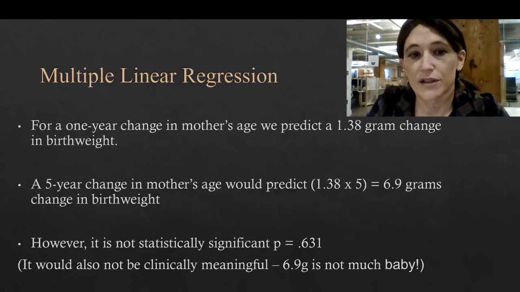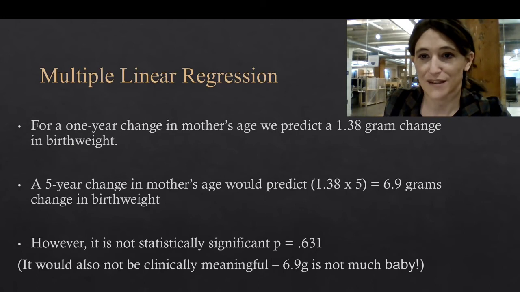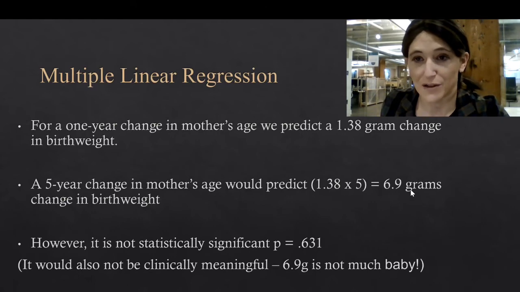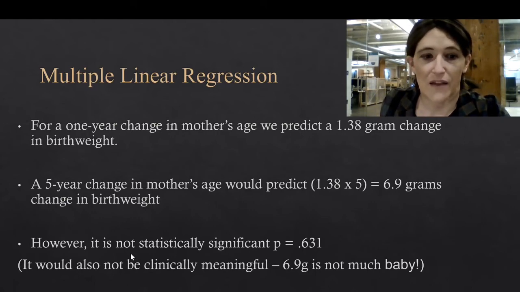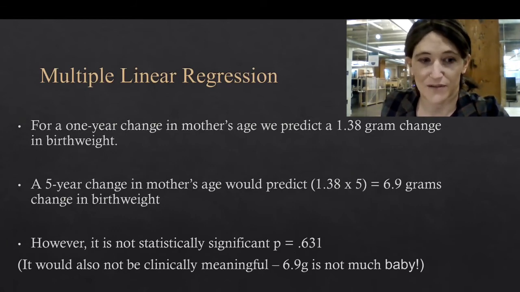So for a 1-year change in mother's age, we predict a 1.3 gram change in birth weight. So the clinical significance matches the statistical significance. A 5-year change in mother's age would predict, we simply take that coefficient, 1.35, multiply it by 5, a whopping 6.9 grams, so not a huge difference. And it's not statistically significant. It doesn't matter what we multiply by, it's not going to be statistically significant. In fact, it would not change the p-value. That's just so that we can interpret it in terms of other units.